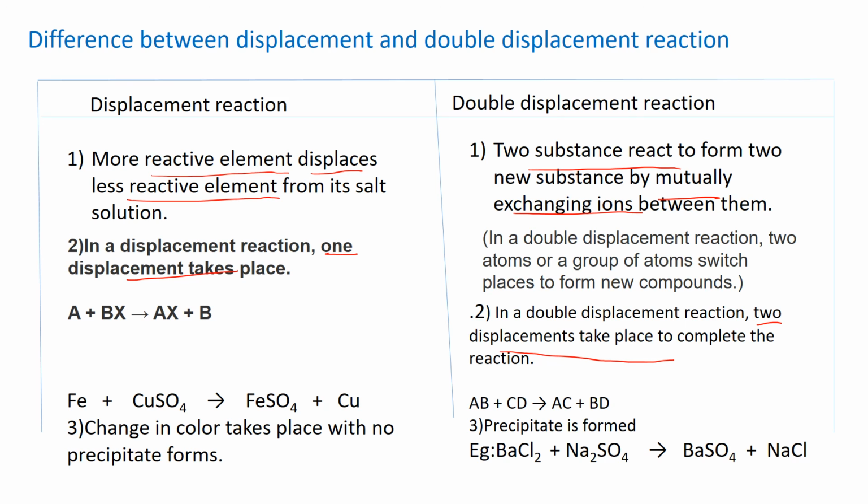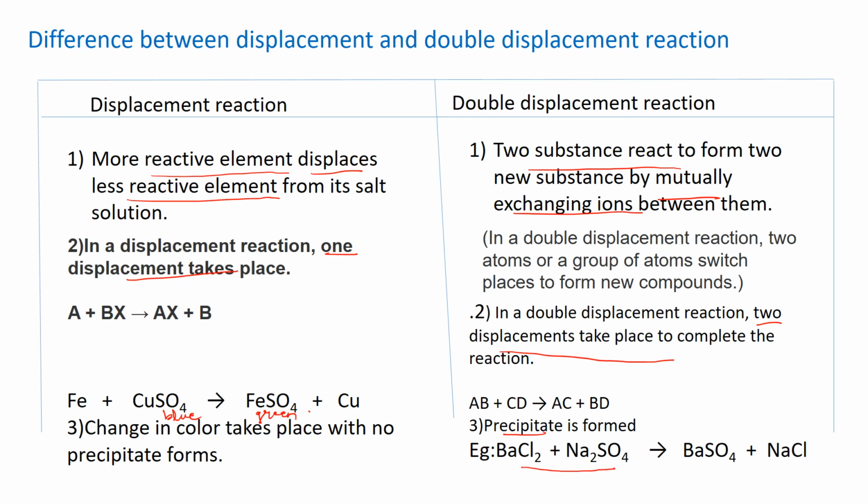For example, you can take iron combining with copper sulfate to form ferrous sulfate and copper. Here there will be color change in the solution, but there is no precipitate formation. Here the blue colored solution of copper sulfate changes into the green colored solution of ferrous sulfate, but there is no precipitate. But in a double displacement reaction, generally a precipitate is formed. Other than a neutralization reaction, there will be precipitate formation.